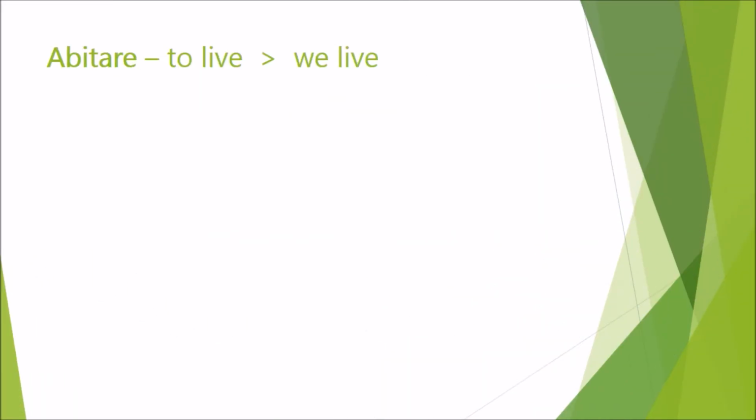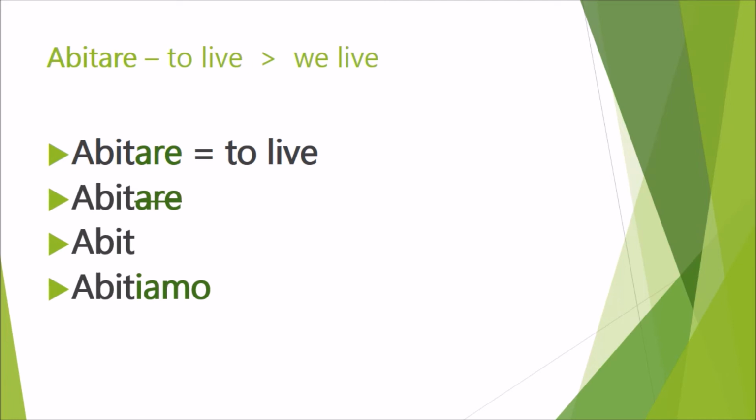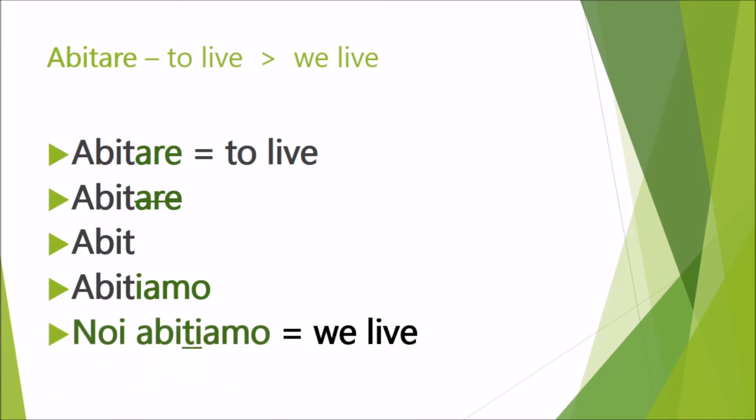Now let's change to live into we live. Abitare. Take away the -are. You have the stem abit-. Add the ending: abitiamo. Noi abitiamo. This means we live.